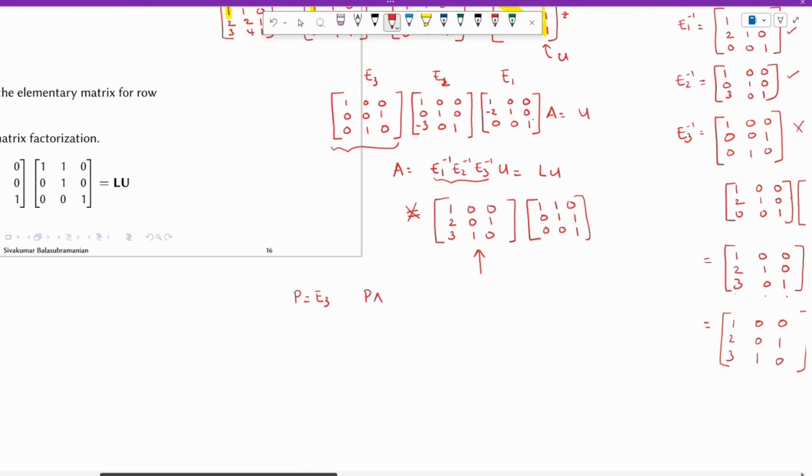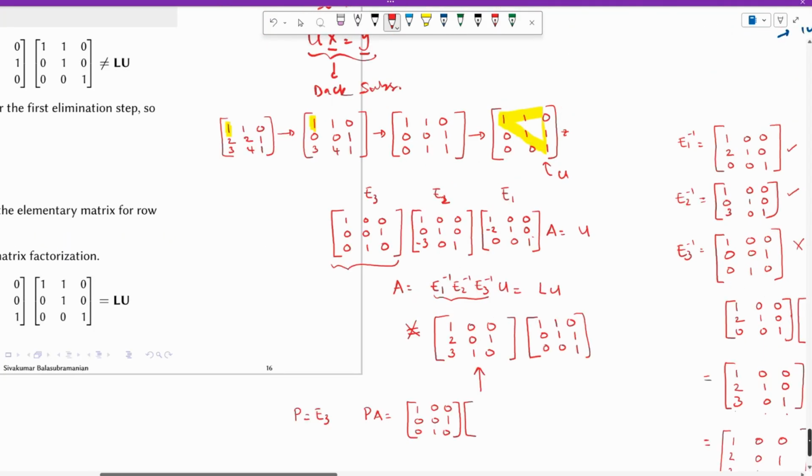What will be PA now? So this will be 1, 0, 0, 0, 0, 1, 0, 1, 0 multiplied by what was my original matrix? 1, 1, 0, 2, 2, 1, 3, 4, 1. What will be my new matrix? Again, don't do it by hand. Look at it and see if you can tell me. If you look at this matrix, that's simply a permutation matrix. It's got only zeros and ones. That means you should be able to immediately tell me what the product is.